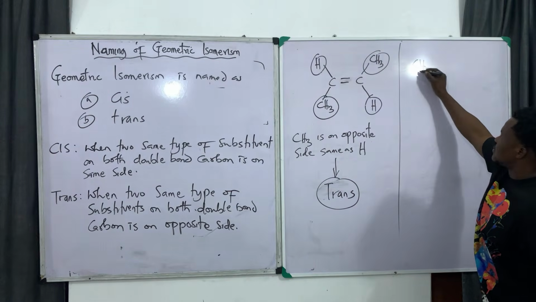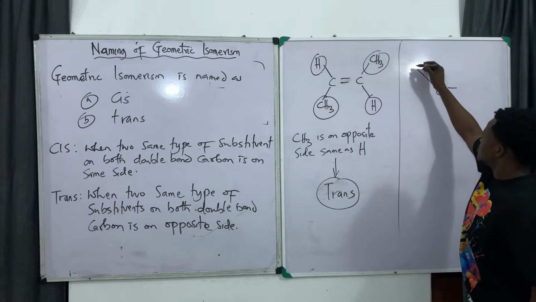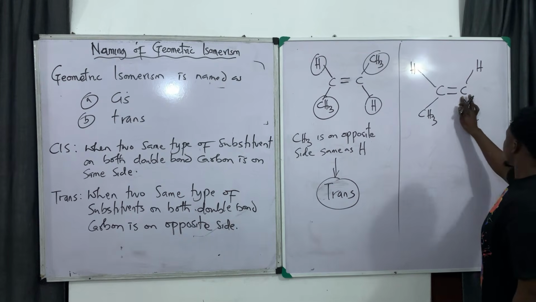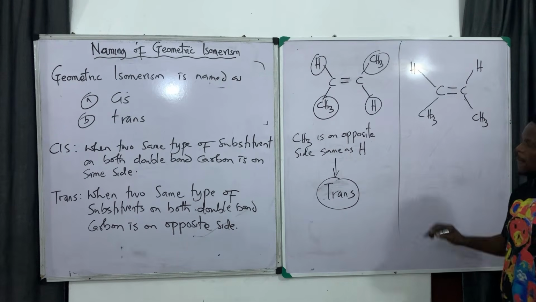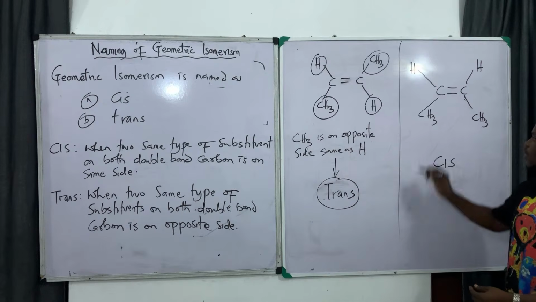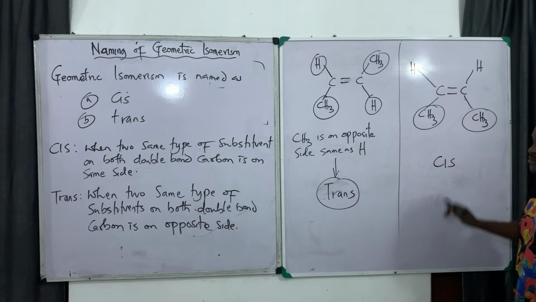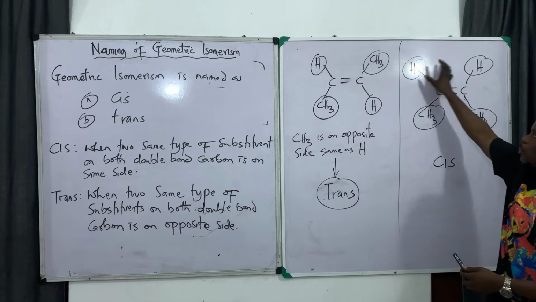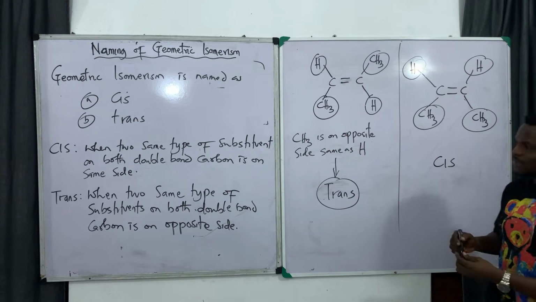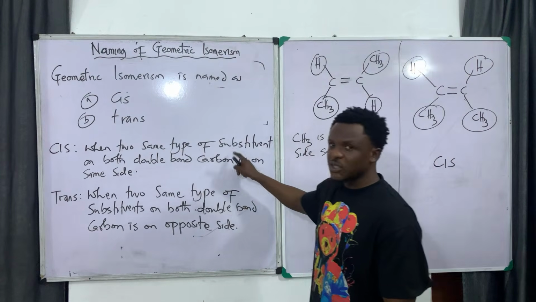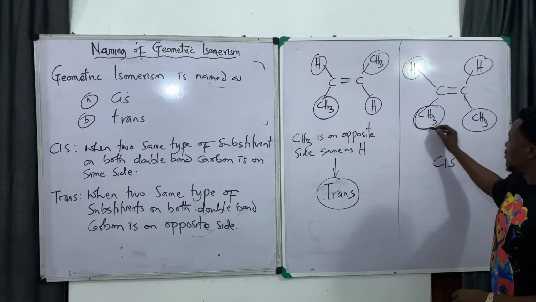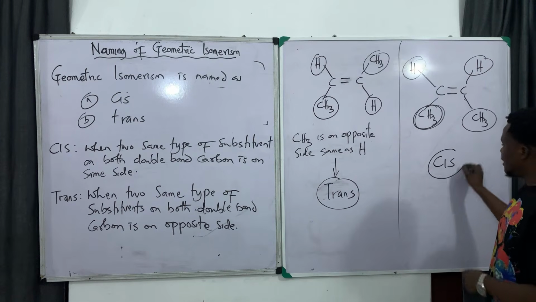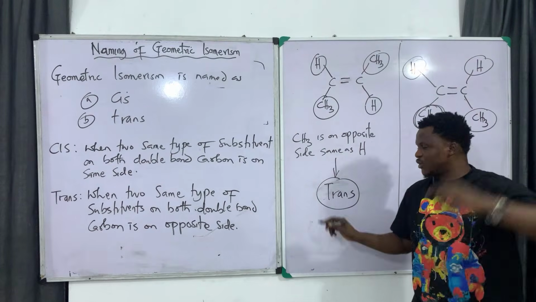Now, what if you have something like this? This is cis because this and this are on the same side, and this and this are on the same side. This is down, down, up, up. So cis is when they are on the same side. Now look at this: CH3 is the same as CH3, and both are on the same side, down, down. So in this case you call it cis. When they are on opposite sides, you call it trans.